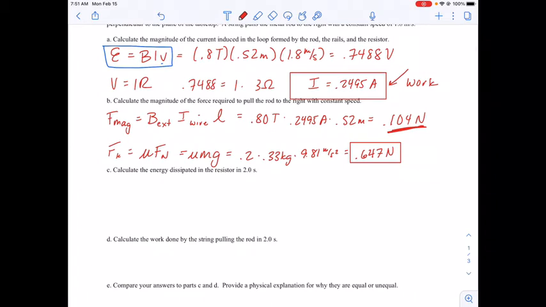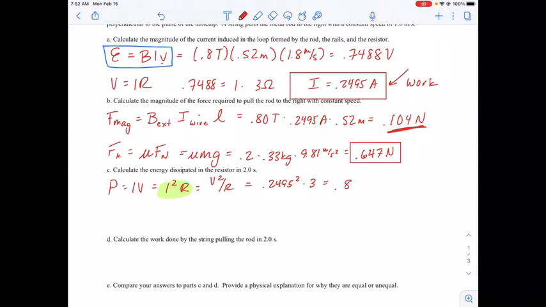Okay. Next up, these are callbacks to Unit 4. Calculate the energy dissipated in the resistor in 2 seconds. So power is equal to IV, but it's also equal to I squared R, and it's also equal to V squared over R. The form of this that I'm going to use is I squared R, because I have current and I have resistance. So the current was 0.2495, and the resistance was 3. When I multiply that out, I get 0.847, sorry, my bad, 0.187 watts.